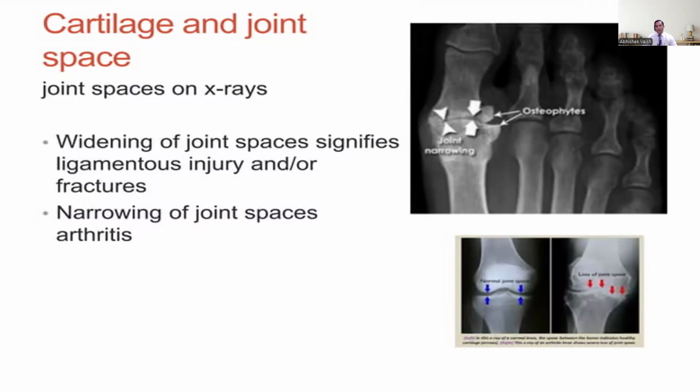So as I told you, you cannot comment about the cartilage in an X-ray, but definitely you can see that there is joint space narrowing on the bones. So you can comment that maybe the cartilage is worn out, and you can do an MRI to find out more about the cartilage damage in these cases.